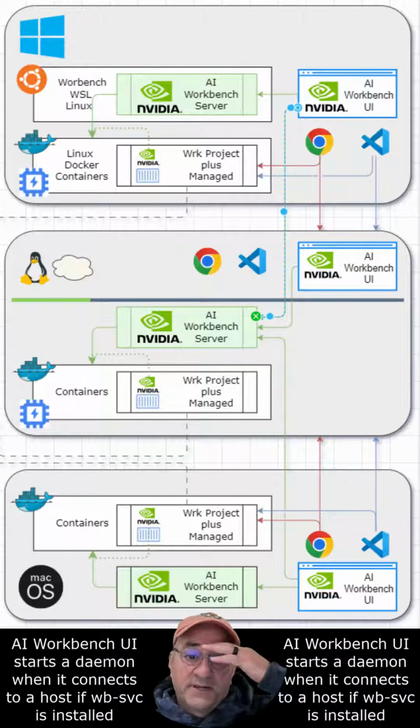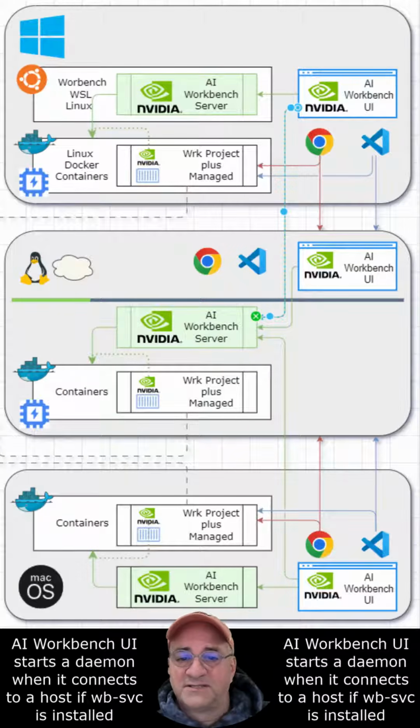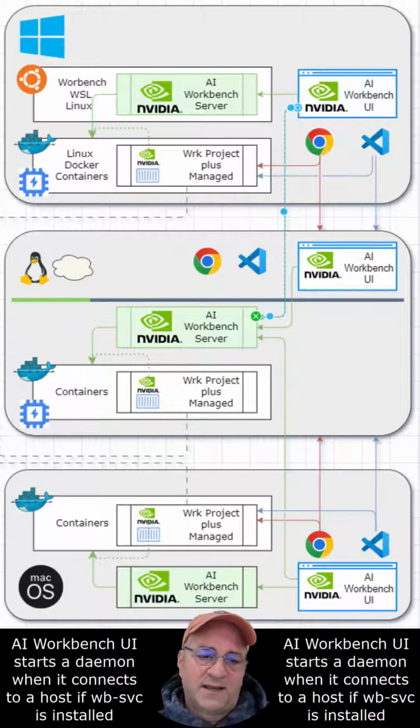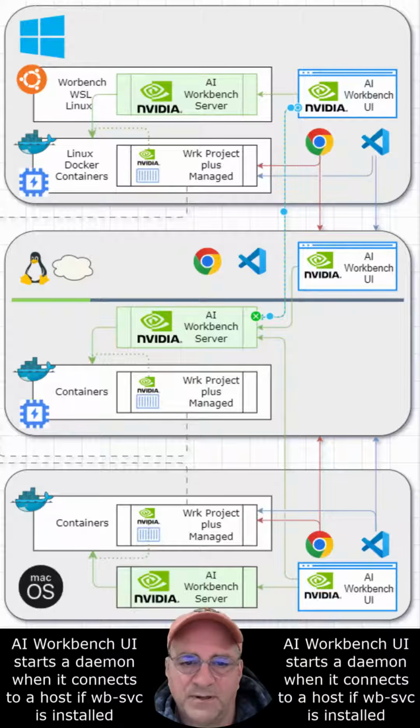And then the AI Workbench server deploys the project container and runs the initial project container, and then that may ripple into having extra containers either directly spun off or through Docker Compose. So that's actually how it works on Windows and the Mac.